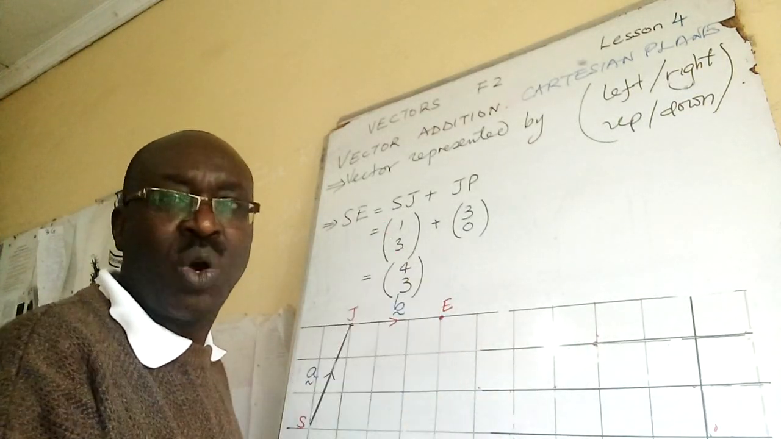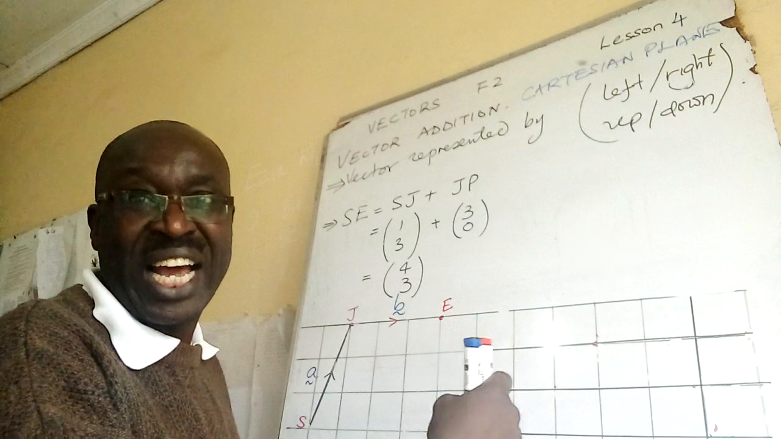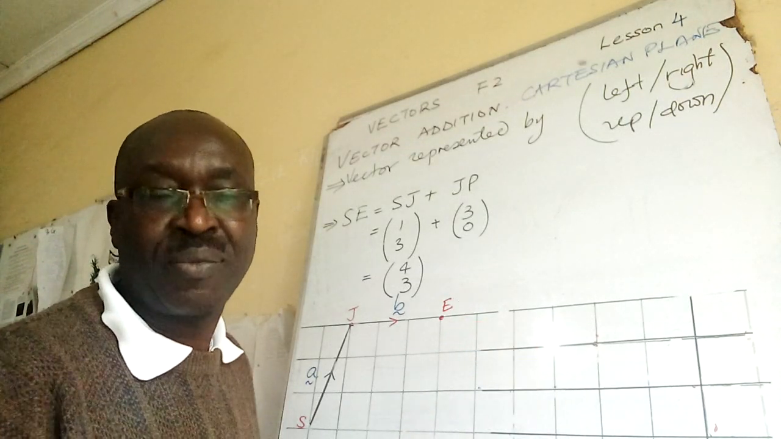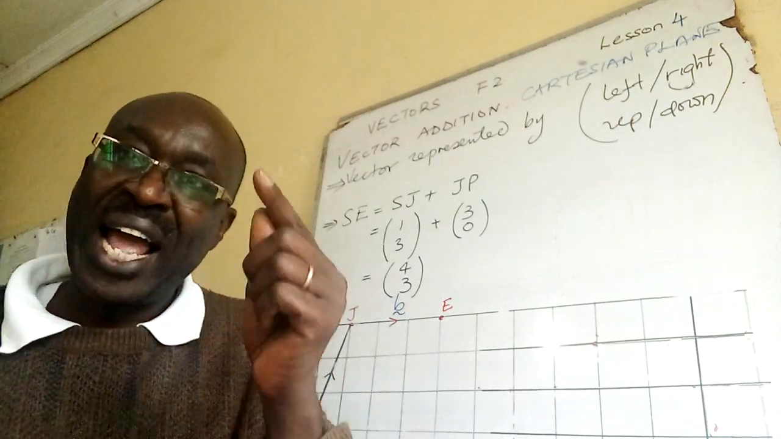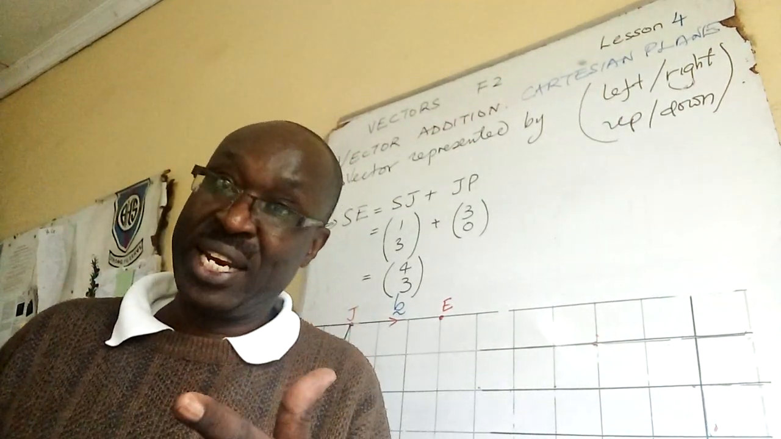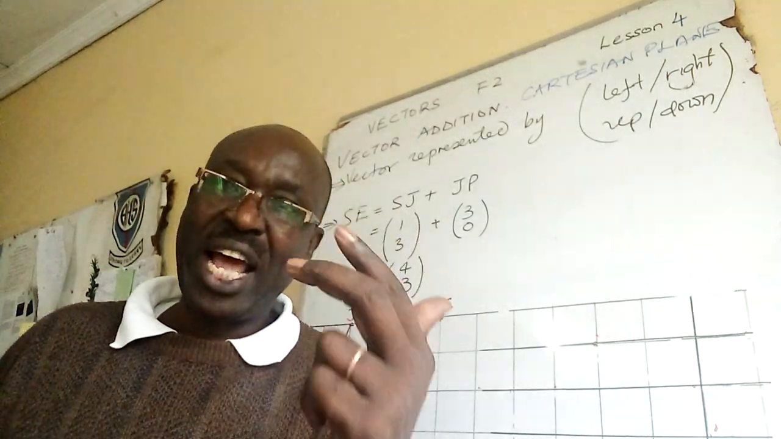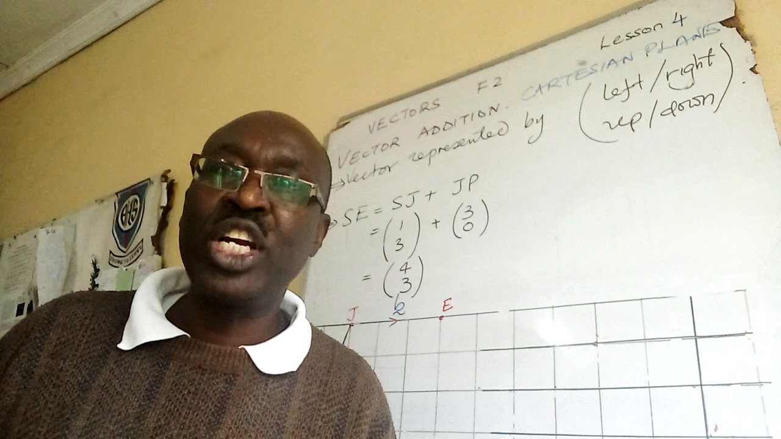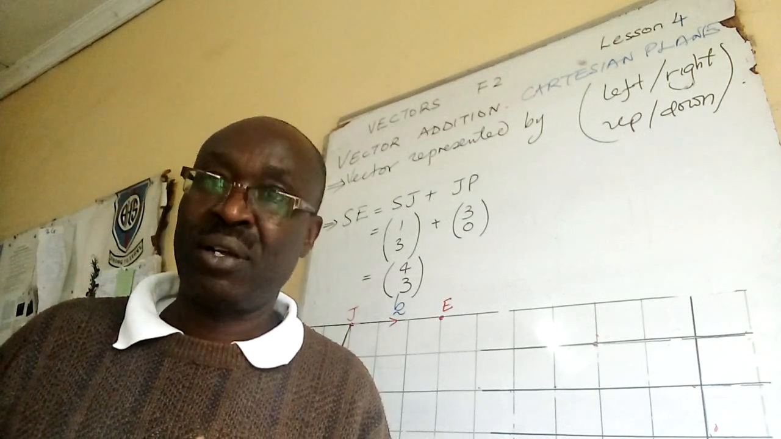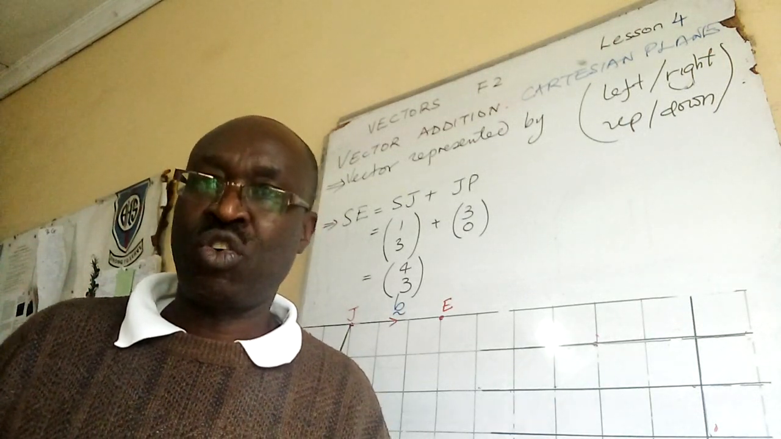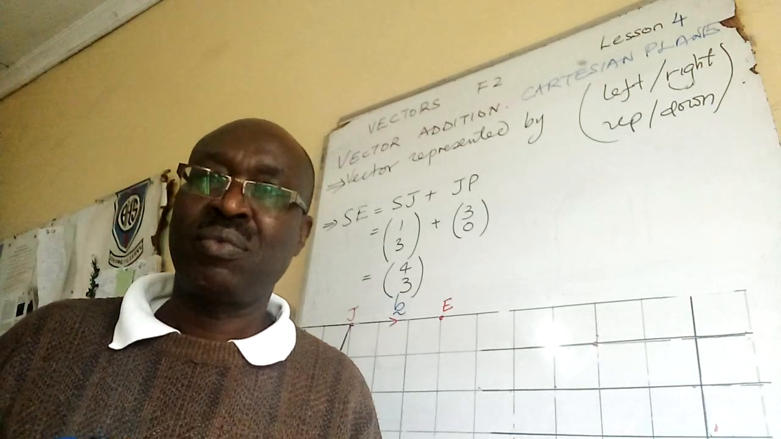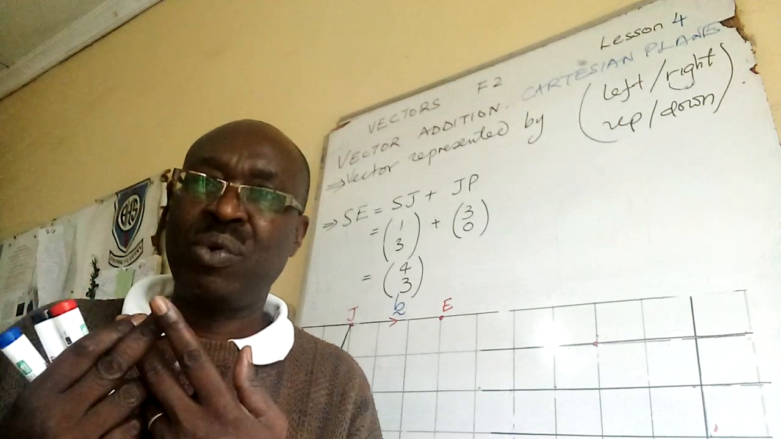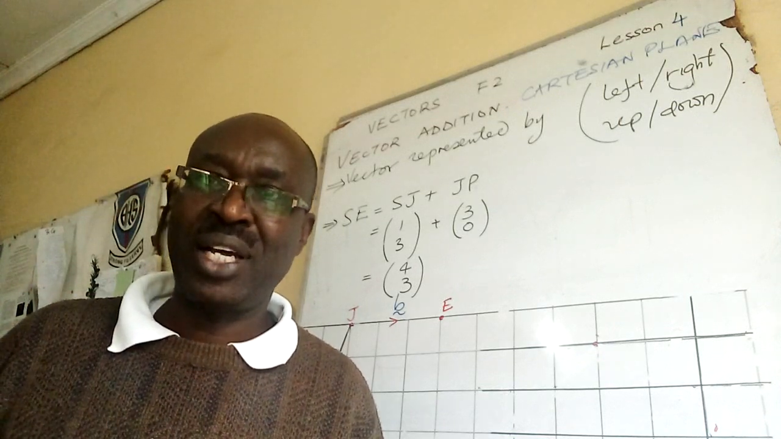On the Cartesian plane, you can easily get movements because of the boxes. We shall be counting boxes. But remember, any point on the Cartesian plane is determined by the x coordinate and the y coordinate, okay? Where the x coordinate means either left or right, and the y coordinate means up or down, okay?